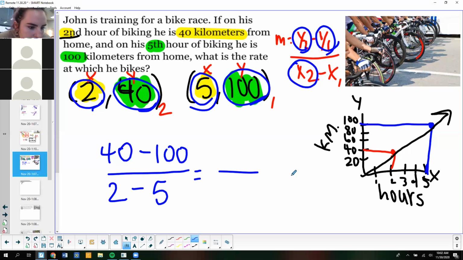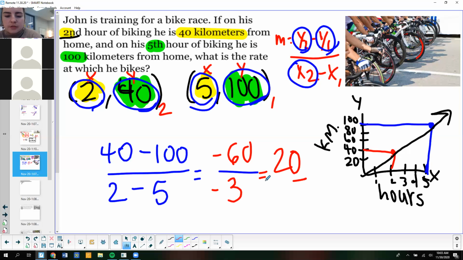All right, Keisha said negative 60 divided by negative 3. Ari said 20. Good. So 40 minus 100 is going to give us negative 60. 2 minus 5 gives us negative 3. So negative 60 divided by negative 3, we can simplify that. So negative 60 divided by negative 3 gives us a positive 20.